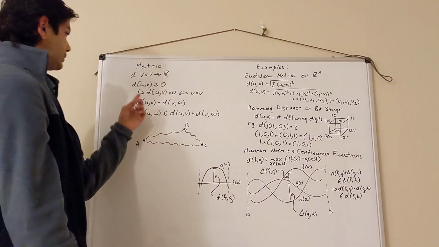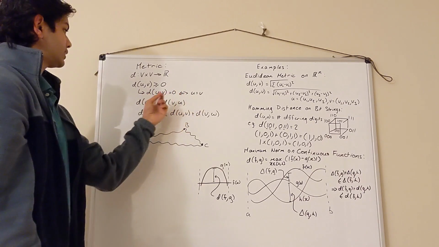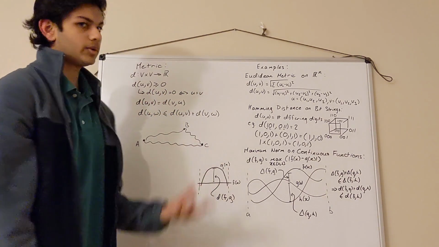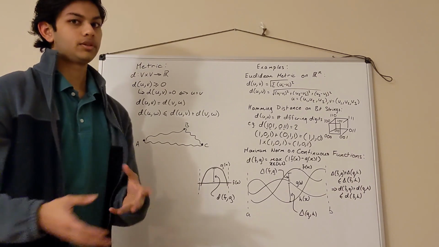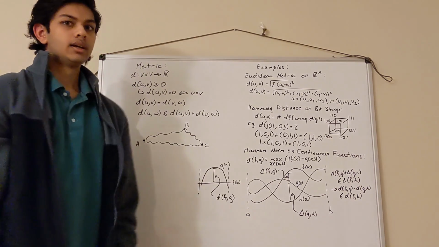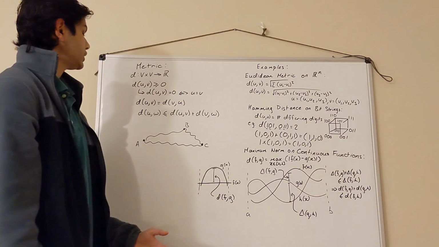And this one is maybe a bit more interesting to see: d(u,v) equals 0 if and only if u is equal to v. So this is saying that the distance between two functions is 0 if and only if the two functions are the same. So that's another interesting thing to think about. So yeah, that's all I want to talk about metrics.